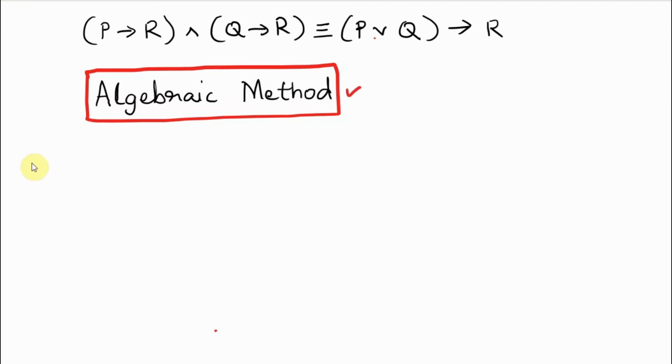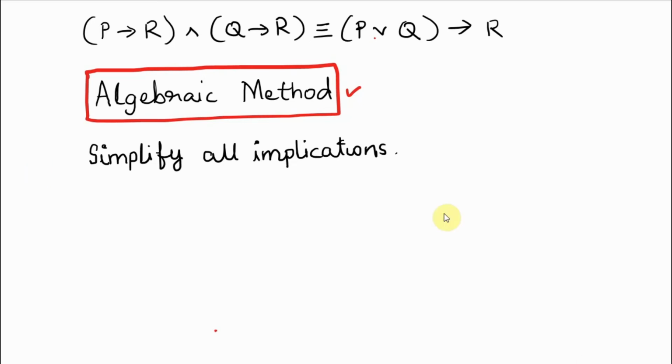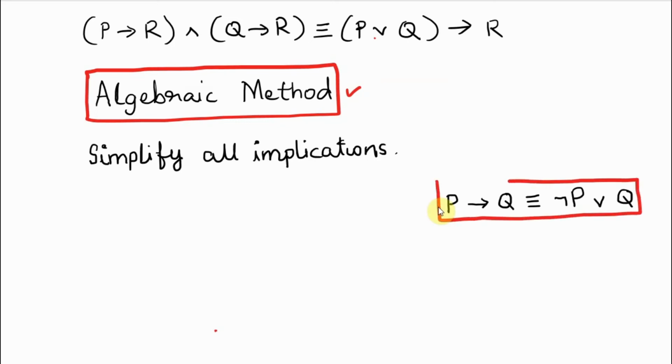So the given equivalence is P implies R and Q implies R is equivalent to P or Q implies R. First, we simplify all the implications and change the equivalence to something simple by applying certain propositional identities. For this, we need already established identities. If you want to learn about these identities, then I recommend you watch my video about logical equivalences and know the topic well. So we use the identity P implies Q is equivalent to not P or Q.